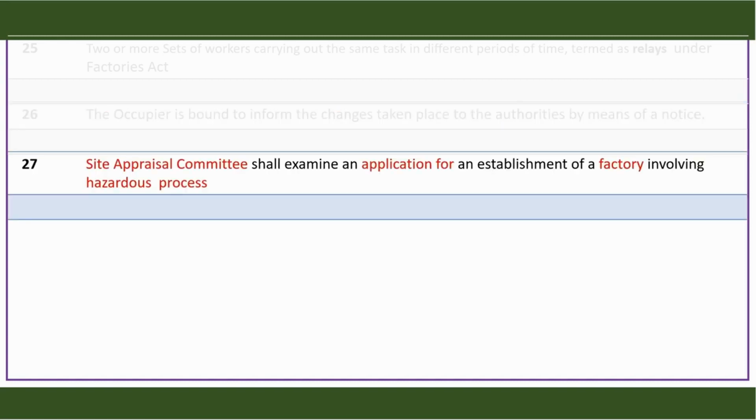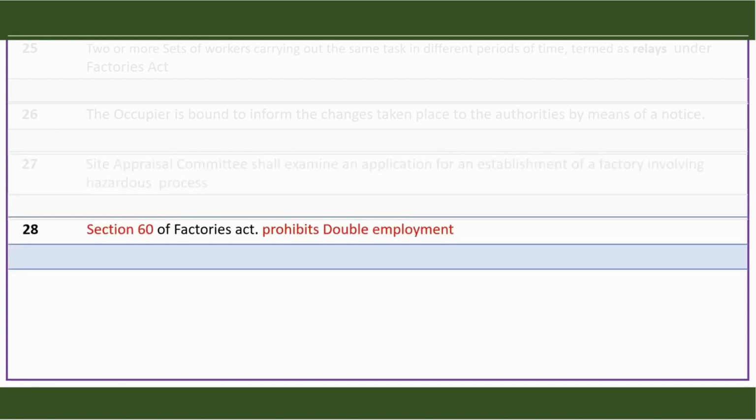And whenever a company wants to establish a factory involving a hazardous process, it has to submit an application, and that application will be examined by a site appraisal committee nominated by the government. An employee who is on a full-time basis can work only in one factory. He cannot work in two factories because that will become double employment. Section 60 of the Factories Act prohibits double employment.